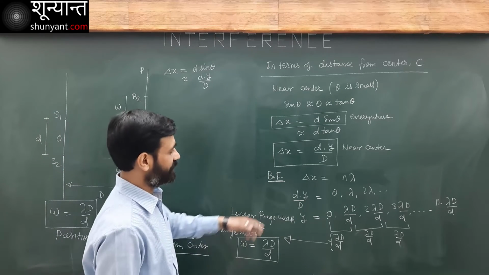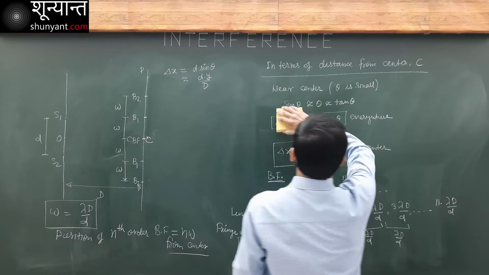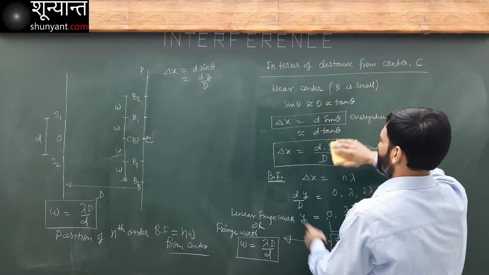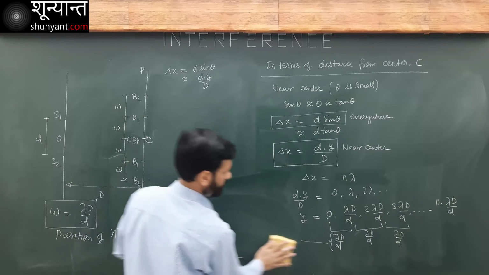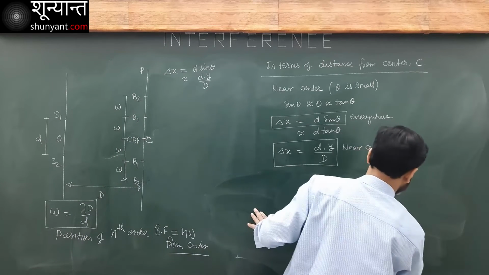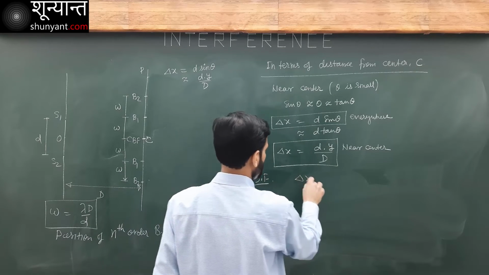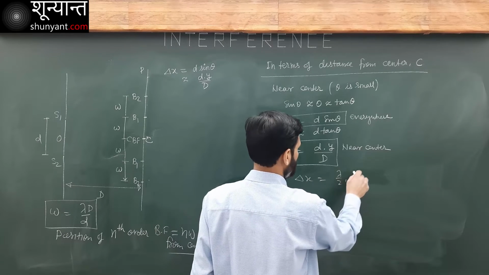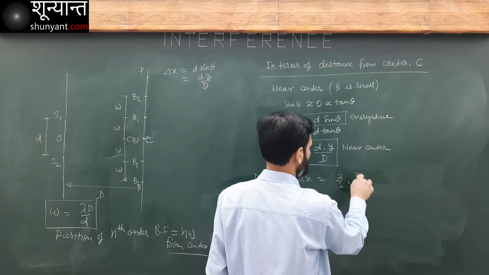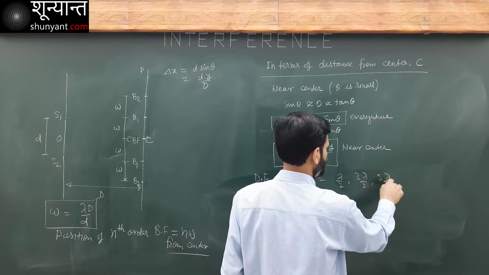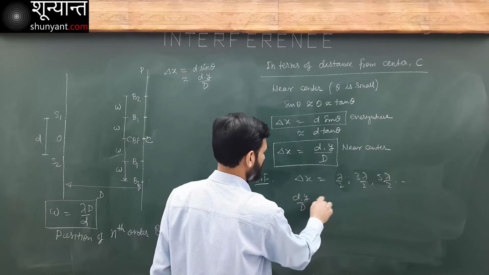Now, what about dark fringes? Do you understand all of this? We are combining everything now, in terms of distance. For a dark fringe, delta x is going to be equal to lambda over 2, or odd multiples: lambda over 2, 3 times lambda over 2, 5 times lambda over 2, and so on. So d times y over D is equal to all these values.